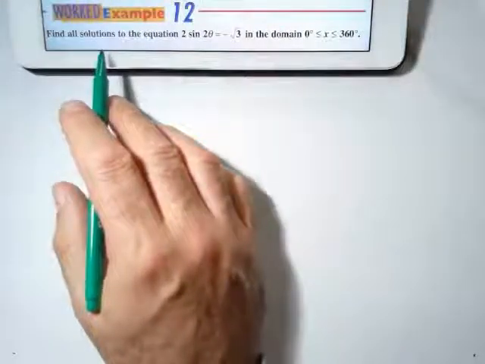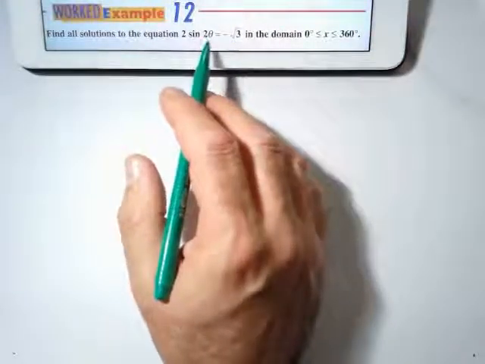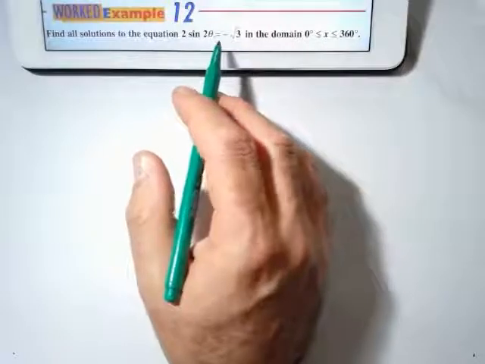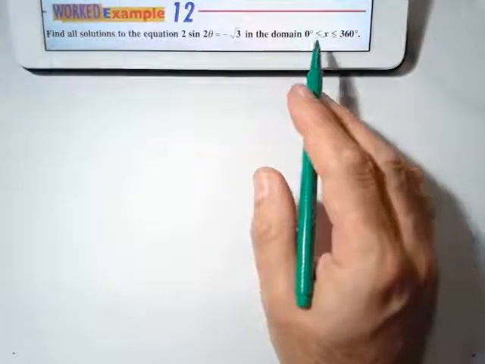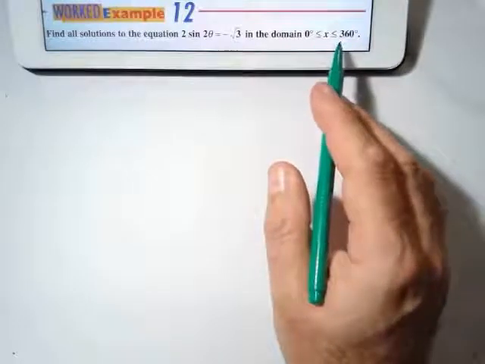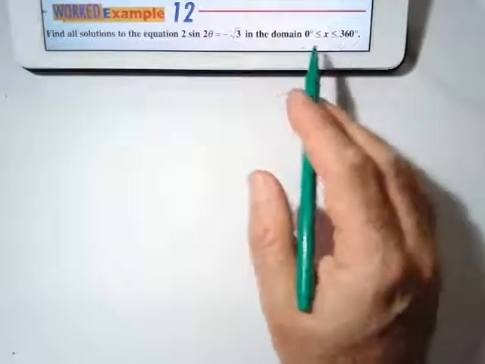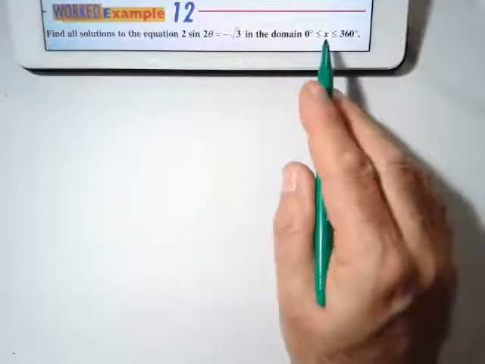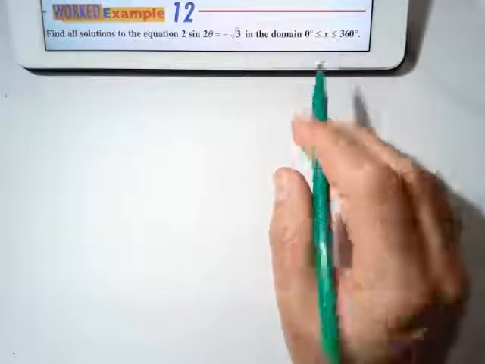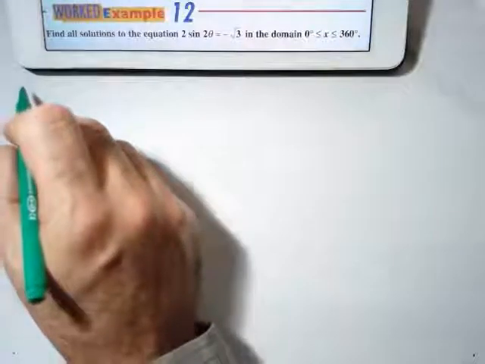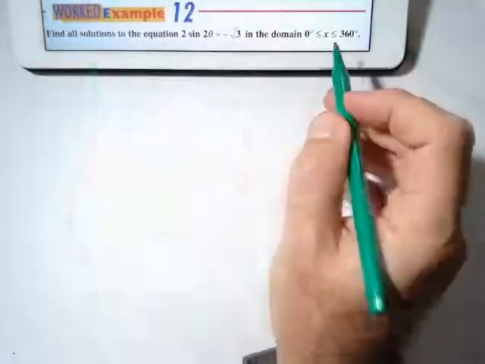Find all solutions to the equation 2 sine of 2 theta equals minus square root 3 in the domain of 0 degrees less than x less than 360. This question makes no sense. This should have been theta to make sense out of this. So when I copy this, I would like to remind you that this is theta.